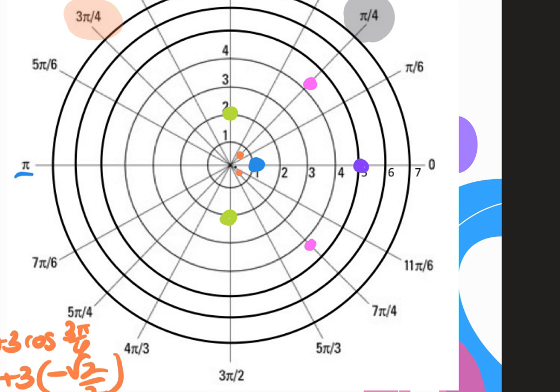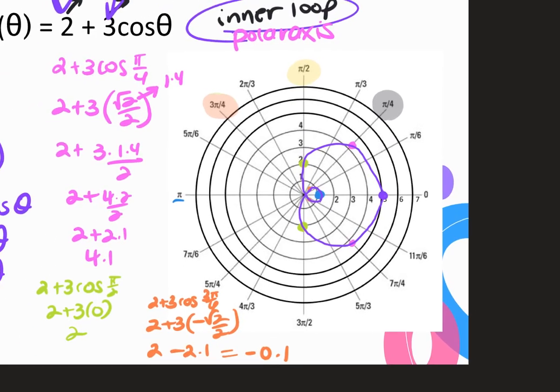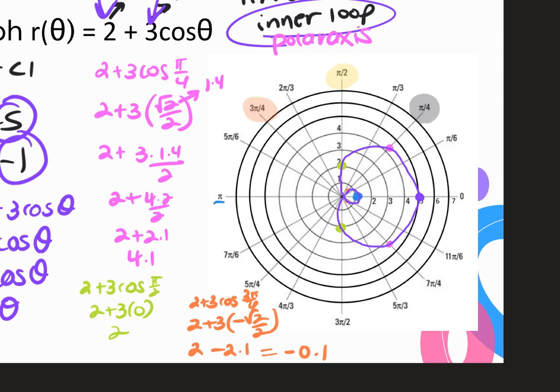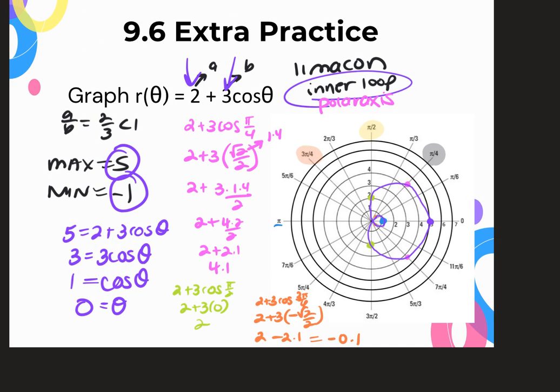And then I draw my curve. So I would come from my far point out. It's going to loop around on the inside and come back out. It does not have to be perfect, but you have to have all that work if you want the full points.